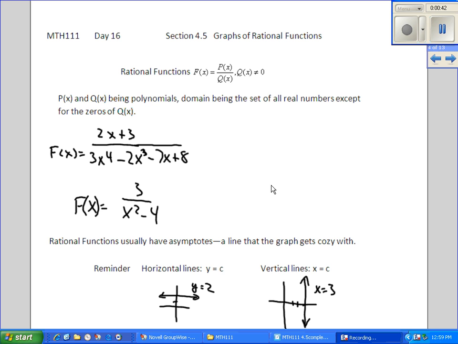Now, one of the characteristics of rational functions that we need to look at is what we call asymptotes. The line that the graph cozies up to shows some of the long-range behavior of the function. Just a reminder, horizontal lines have equations in the form y equals some constant, and vertical lines have equations in the form x equals some constant.